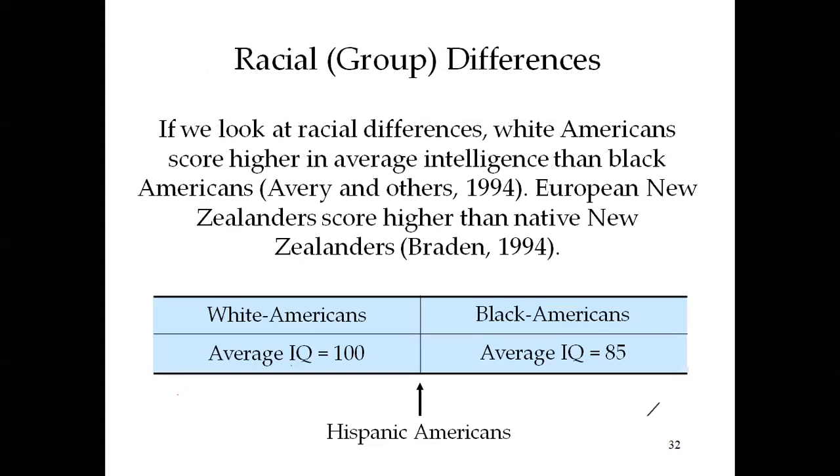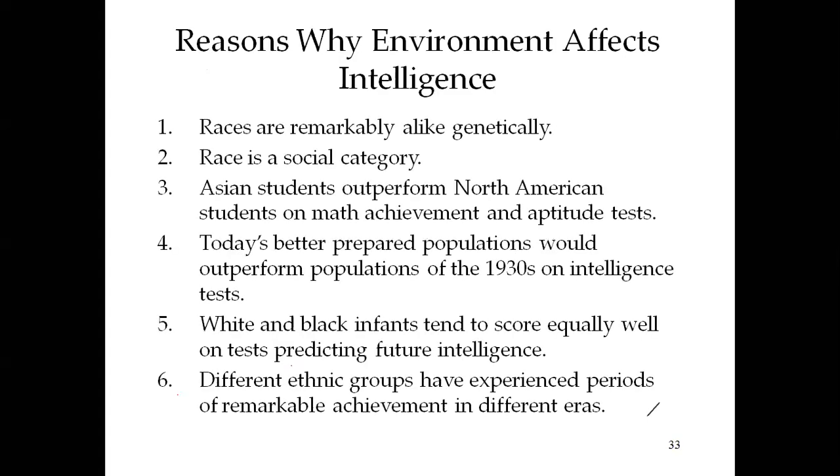Okay, right? And the racial differences, you have IQ levels. You can see white Americans, black Americans, what are the IQ levels according to researchers, right? And this is a very important section, right? Races are remarkably genetic and social categories. Asian students outperform North American students on math achievement and aptitude tests.